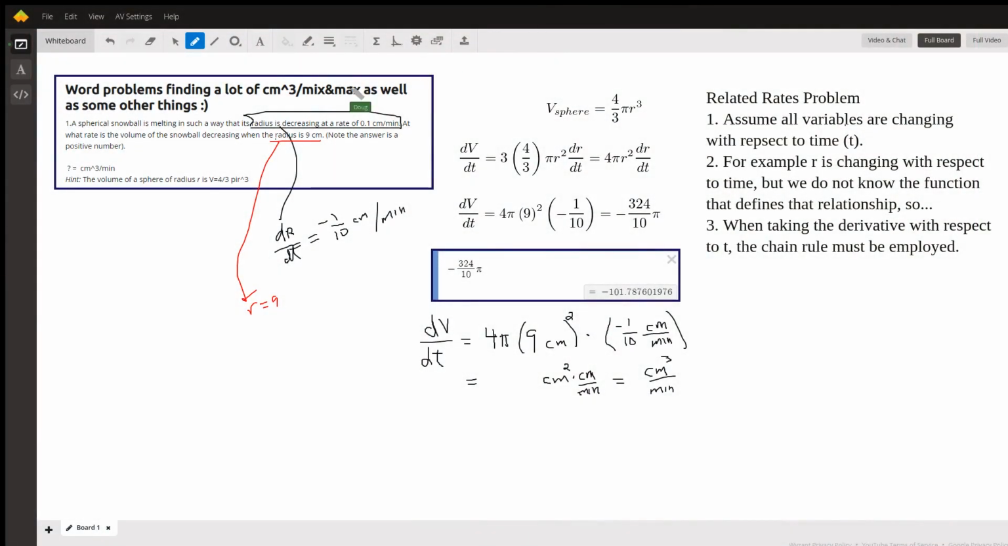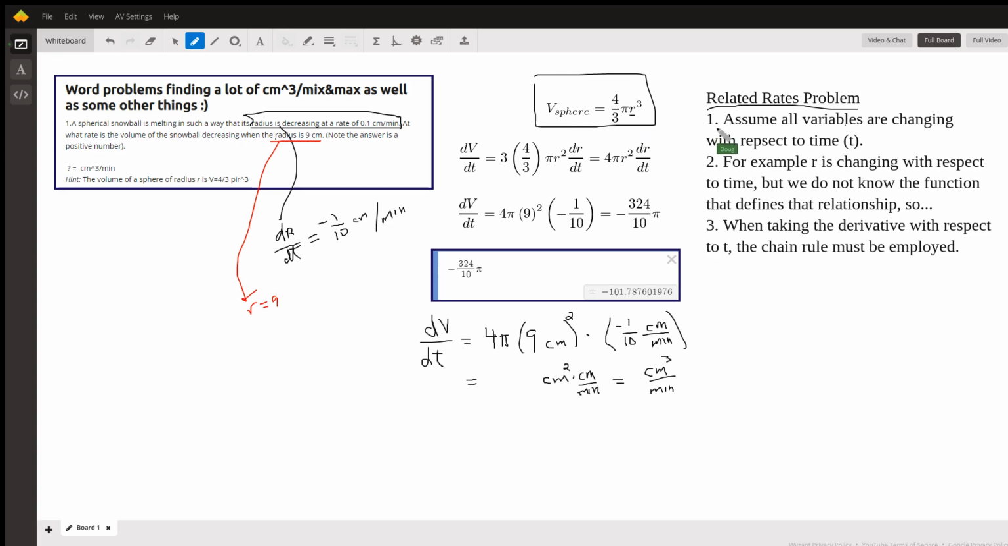Okay, this is what we call a related rates problem. One of the good things about this problem is that they actually give you the formula that relates the variables V and R. The volume of the sphere depends on its radius only: 4/3 pi r cubed.